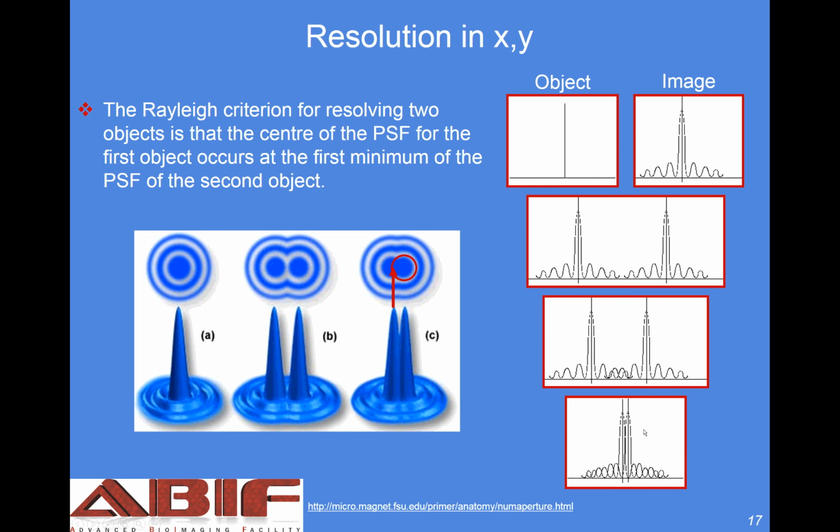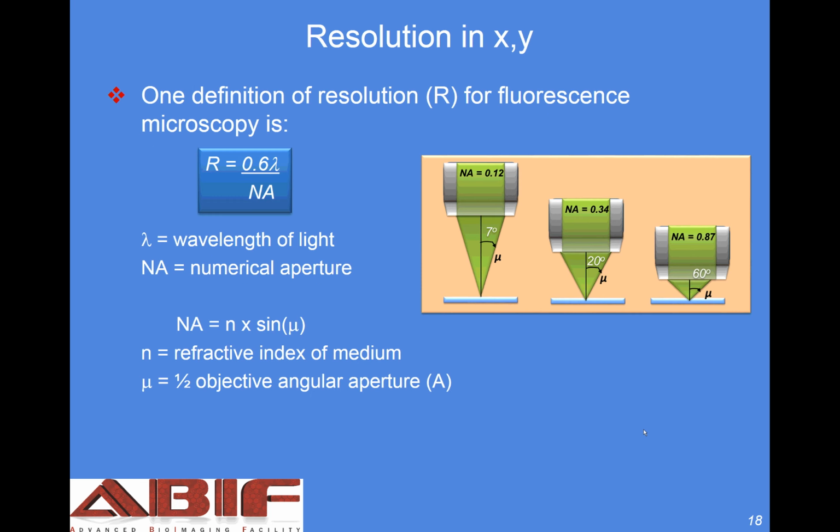So from a practical point of view, we want to say, okay, well, what is that number? What's that distance that I can resolve? And there's many, many definitions of resolution out there. They take into account different things such as the excitation light, the emission light, and so on. But the probably most frequently used and straightforward representation is this equation here, where the resolution is equal to 0.6 times the wavelength of light divided by the numerical aperture.